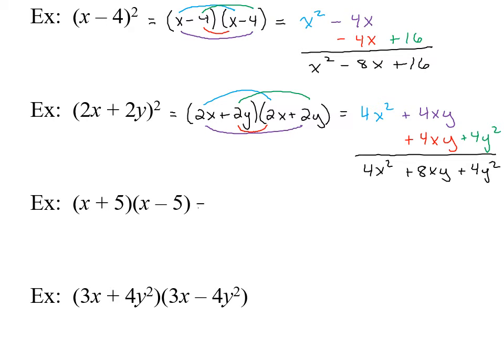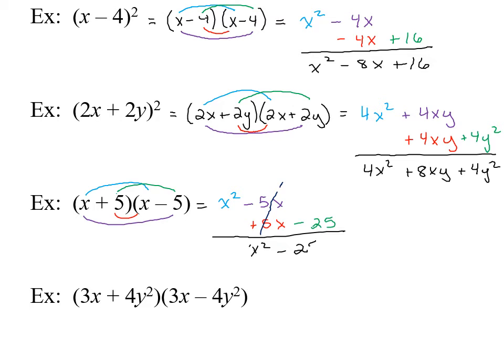So I'll do the same process again. The first one times the first one gives me x squared. The outside, x times negative 5 is negative 5x. The inside, 5 times x is 5x. And the last one, 5 times minus 5 is minus 25. So notice here, the plus 5x and the minus 5x completely cancel. These are now gone. And so we're left with just x squared minus 25. And that's my answer.